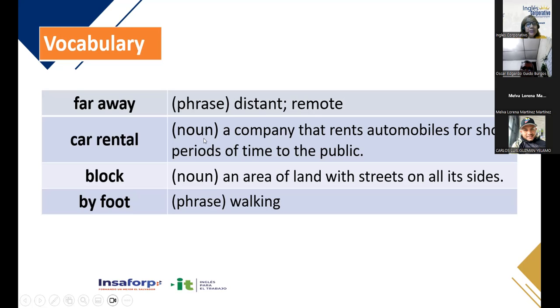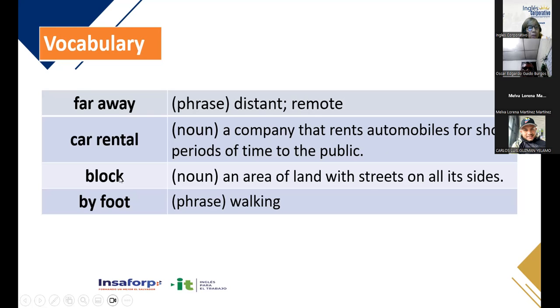What is car rental? It's a noun, it's a company that rents automobiles for short periods of time to the public. The periods can be days. Okay, when, for example, people come from the United States or from another country, they rent automobiles. Or in other words, they rent cars.